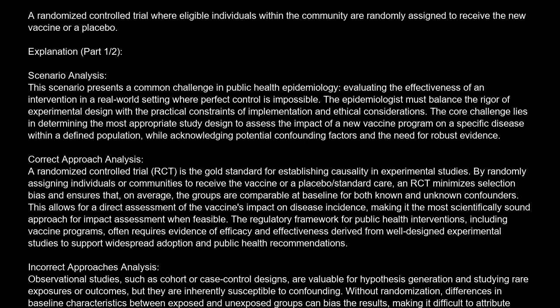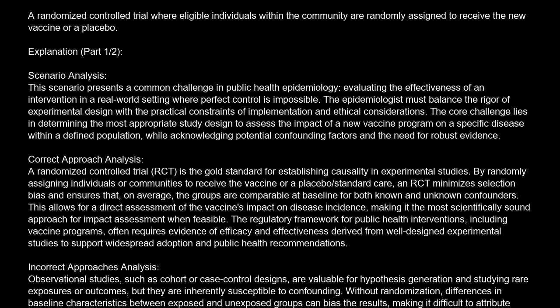The regulatory framework for public health intervention, including vaccine programs, often requires evidence of efficacy and effectiveness derived from well-designed experimental studies to support widespread adoption and public health recommendations. Incorrect approaches analysis. Observational studies, such as cohort or case-control designs, are valuable for hypothesis generation and studying rare exposures or outcomes, but they are inherently susceptible to confounding.